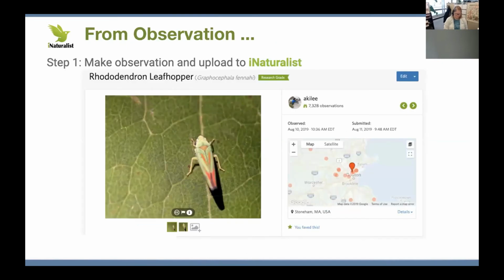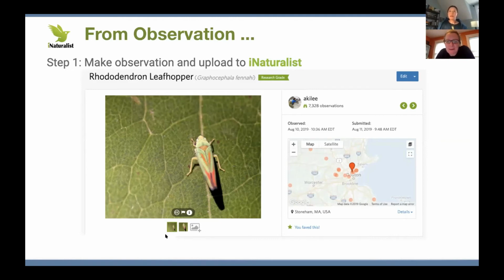So we have a couple of observations that we're going to track there. This is one of mine. This is my nickname. It has been my 30-year-old nickname here, actually. So this is one of the leafhoppers that we have in the area. It's actually an interesting one because it got a research grade, although a lot of people would say that leafhopper species-level identifications are kind of tough. But this one really got the approval of the community.